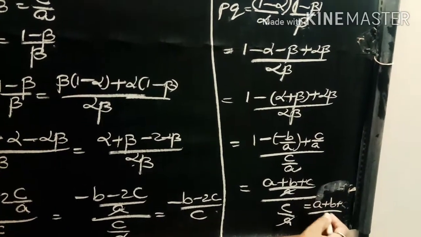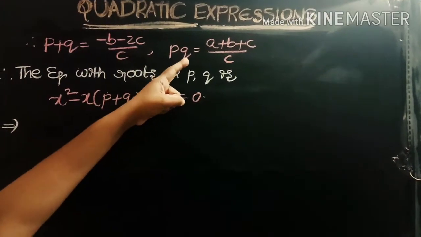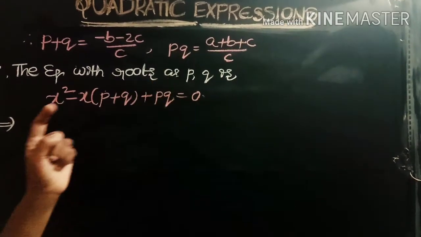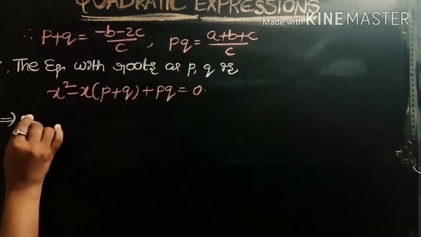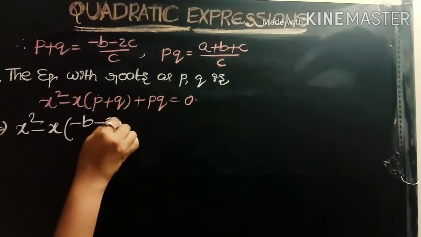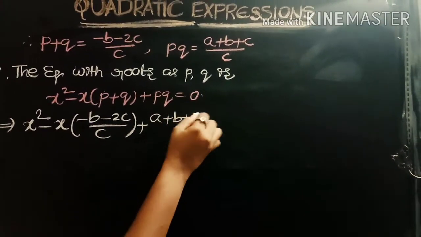(a plus b plus c) by c. Therefore p plus q is equal to (minus b minus 2c) by c, and pq is equal to (a plus b plus c) by c. Therefore the quadratic equation with roots p, q is x square minus x into (p plus q) plus pq is equal to 0. Now substituting the values here, x square minus x into (p plus q value, minus b minus 2c by c) plus pq value (a plus b plus c by c) equal to 0.